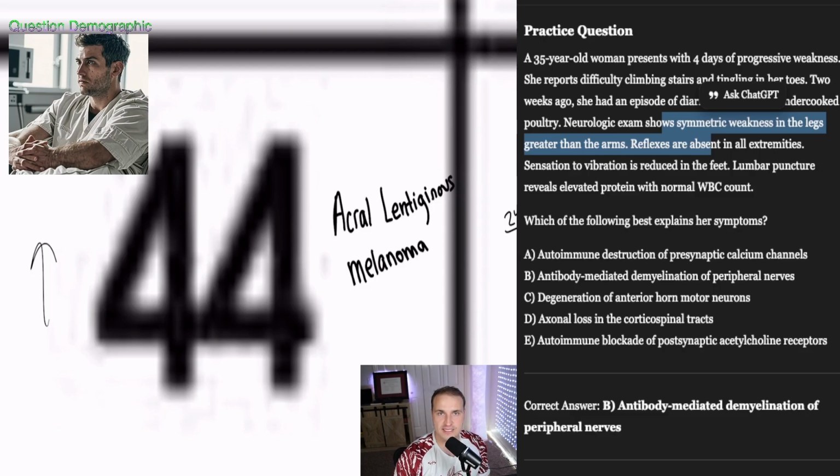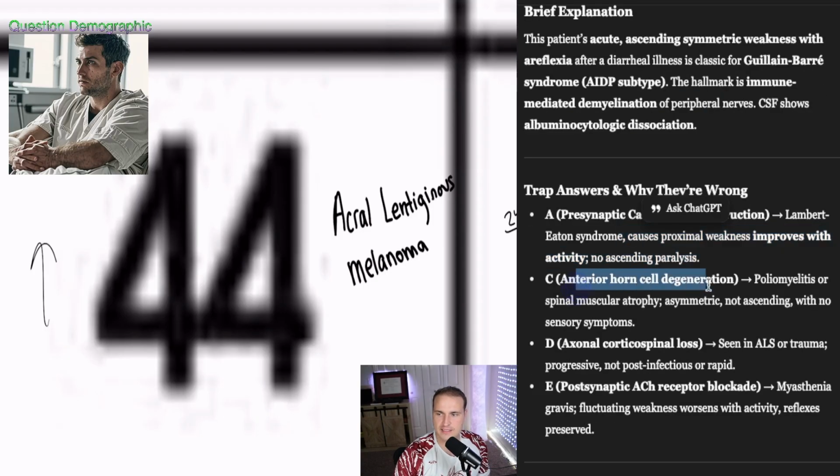Autoimmune cross reactions. The antibodies attack the myelin of the peripheral nerve roots, and demyelination slows the conduction time. So polio, anterior horn is poliomyelitis, not ascending, asymmetric spinal atrophy of the muscles, axonal, corticospinal loss, and ALS. Postsynaptic acetylcholine is myasthenia gravis. What's interesting is that Guillain-Barré is the most common cause of acute flaccid paralysis in the United States today. It's not polio, it's Guillain-Barré.